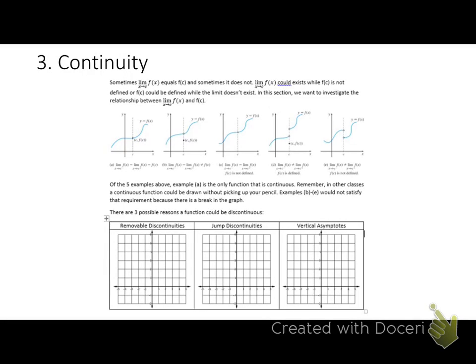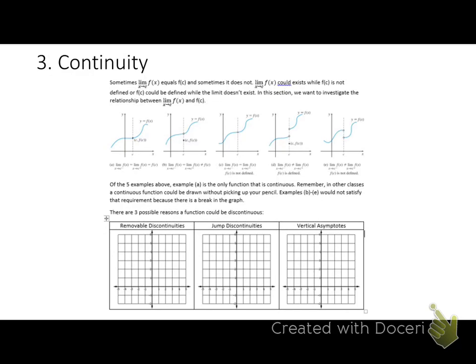In section 3, we're talking about continuity. Now, your previous definition of a continuous function is when you can draw something without picking up your pencil. That's a very, very simple way of stating what it is. If you look at the pictures of the blue graphs, you can see that the first one is continuous.